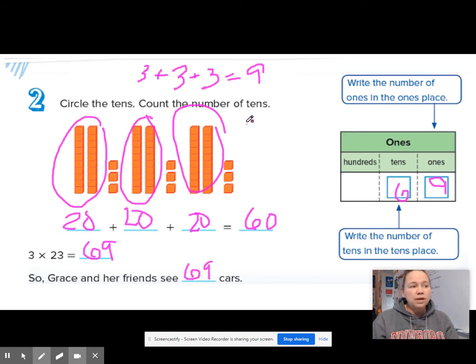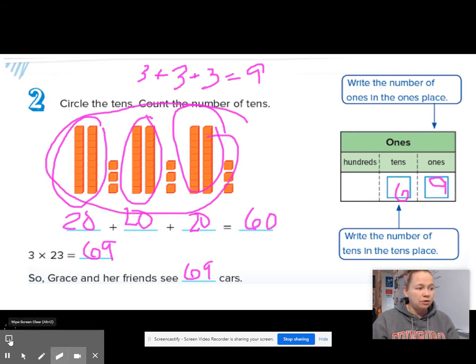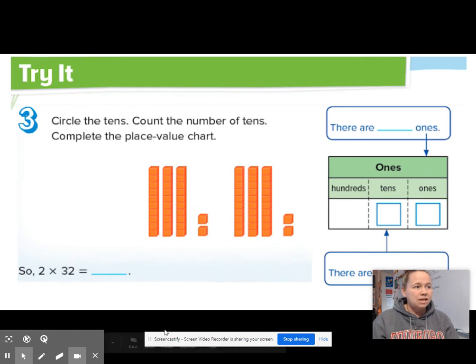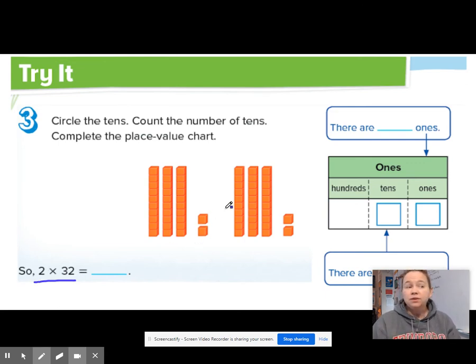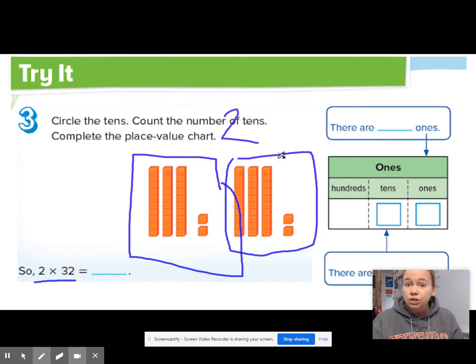Today, friends, this is what we're working with, modeling multiplication, using place value to model. Circle the tens, count the number of tens. Let's try another one. In this case, they're having us do 2 times 32. So see here that there are 32, and 32. There's where you get the 2 because there's 2 of them, right? There's 2 sets of 32. So 32 times 2 can be modeled by laying out 2 sets of 32.